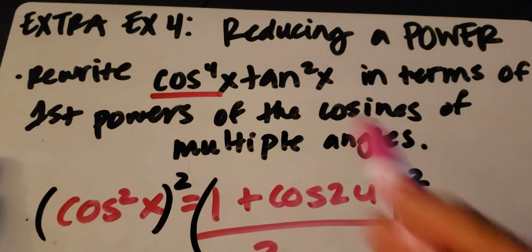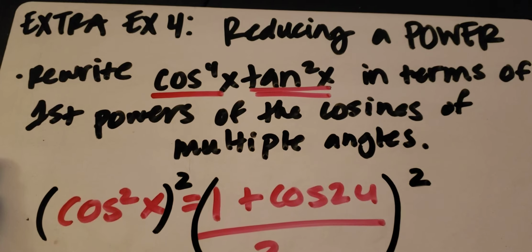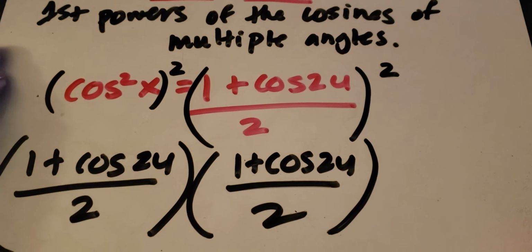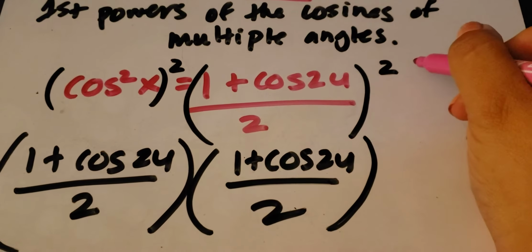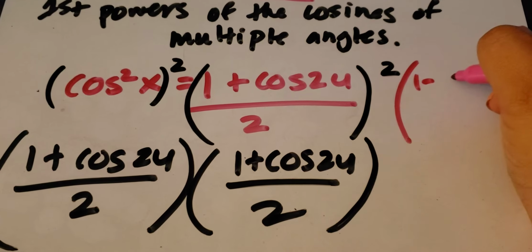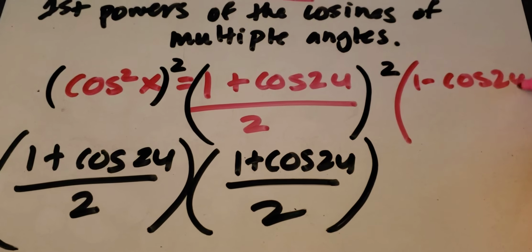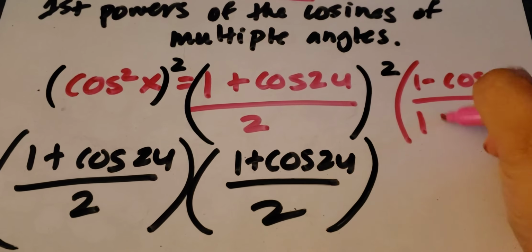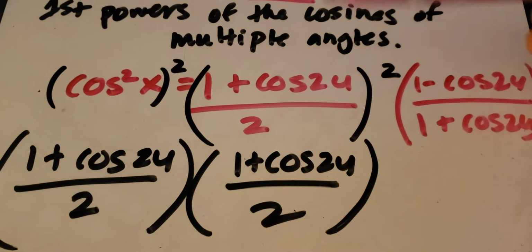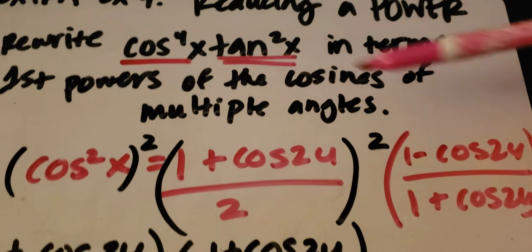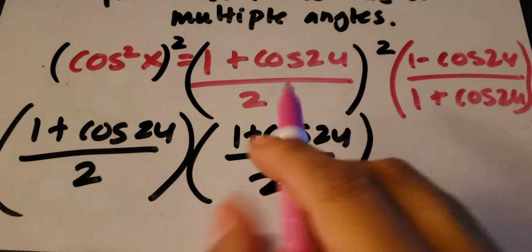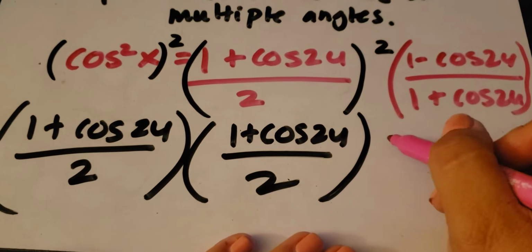Now I'm going to go back up and work with tangent squared of x. If you look at tangent squared of x, we're going to be using the property, and I'm going to write it here: 1 minus cosine of 2u over 1 plus cosine of 2u. And I don't have to do anything else because tangent is squared, so I don't have to double anything. It's just straightforward. Since I expanded this one, I'm just going to rewrite it below.